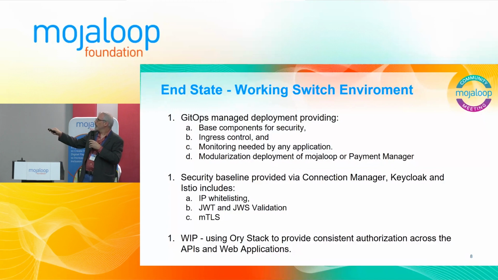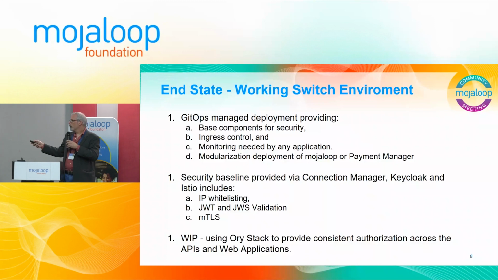So security baseline, we have Connection Manager, Keycloak, and Istio, which are providing the IP whitelisting, mutual TLS, JWT validation, and JWS validation. And work in progress, obviously those should have numbers that go up. We want to use OriStack, which we're using currently, to provide a consistent authorization component for both APIs and web applications.